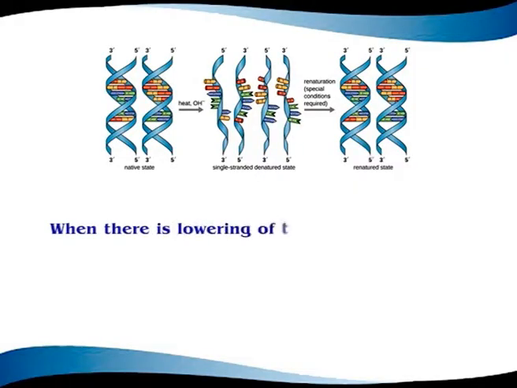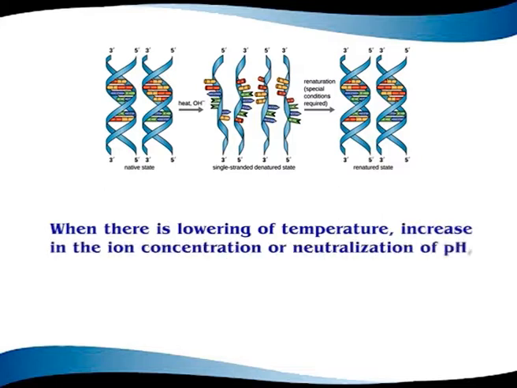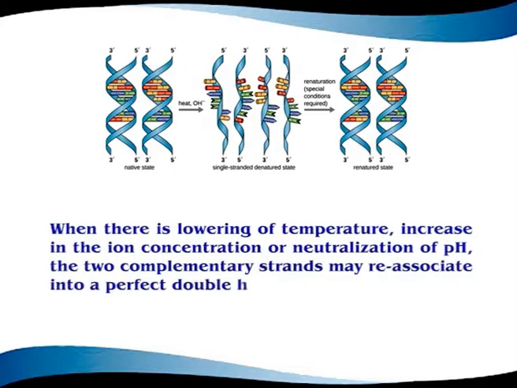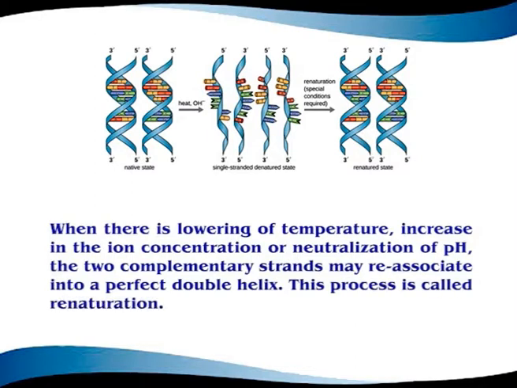When there is lowering of temperature, increase in the ion concentration or neutralization of pH, the two complementary strands may reassociate into a perfect double helix. This process is renaturation. It depends on time, the DNA concentration and the ionic concentration. If the DNA is very long and complex, renaturation may not be precise. Thus, the rate of renaturation kinetics can give an idea about the complexity of a DNA molecule.